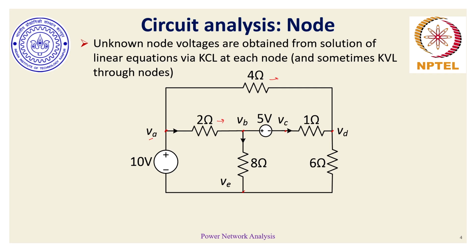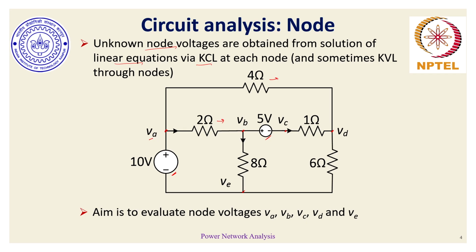And in this circuit, there are also sources present whose specifications are known in terms of the specified voltage. So by nodal analysis, we can find the unknown node voltages, and these unknown node voltages would be obtained from a set of linear equations, which would be obtained by application of KCL and KVL if required. Since we have 5 nodes, our aim here in nodal analysis is to find these 5 node voltages. Now when we say that the circuit is known to us, the resistive elements are all known, the 10 volt source is given, the 5 volt source is given.